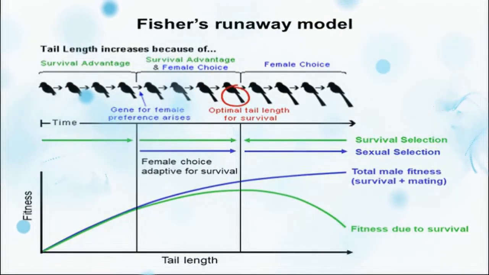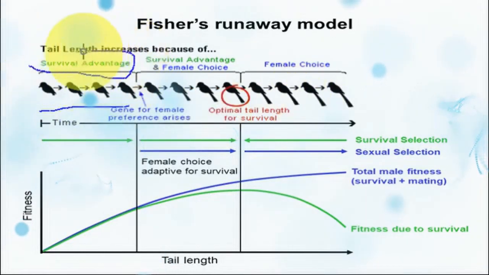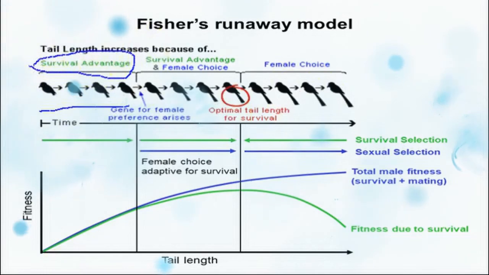This is an explanation of Fisher's runaway model, where tail lengths are discussed under three different stages. In the first case, it is a survival advantage. It means this bird can fly, it can defend, it can escape from predators, it can easily escape from any kind of danger. So with a shorter tail length, this is very advantageous. It is an advantage for the animal to compete with the immediate factors of the environment and survive.